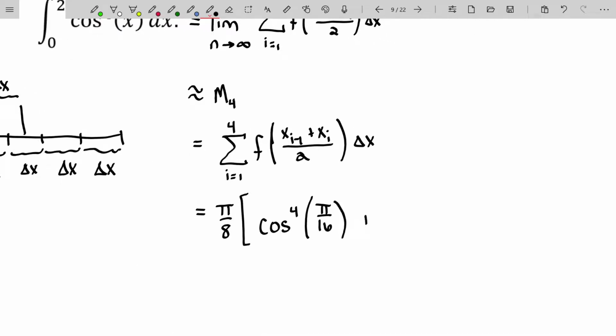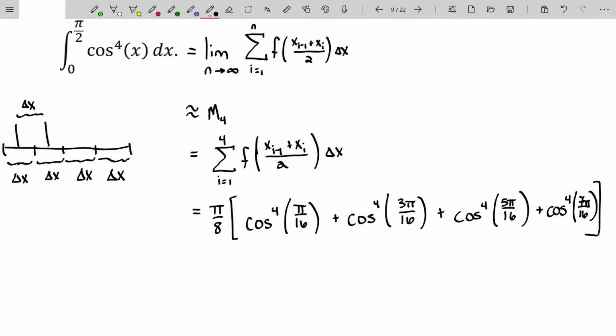And then plus cosine to the 4th power of the next midpoint, which is 3 pi over 16. And you get the idea. So let me just do that. Now, important to remember, when you grab a calculator for this, it should be set in radian mode. Very important, because calculus pretty much only works in radian mode. So that would be our approximate value.